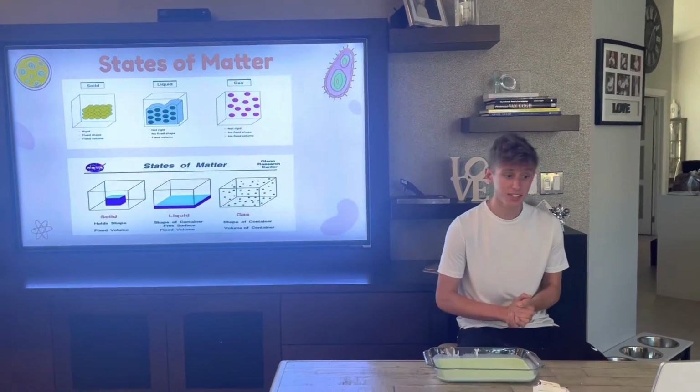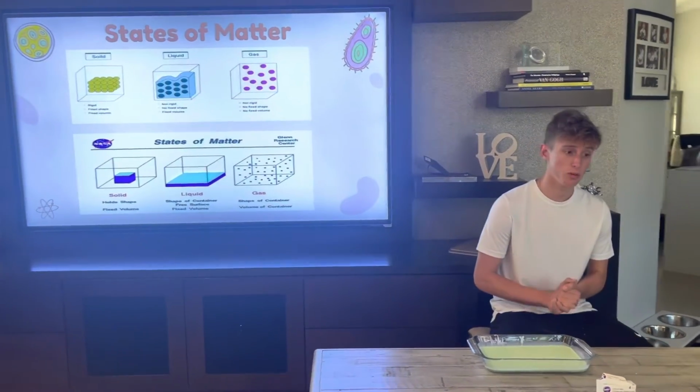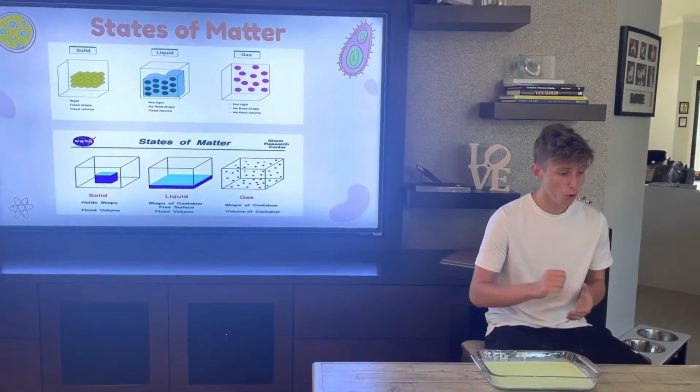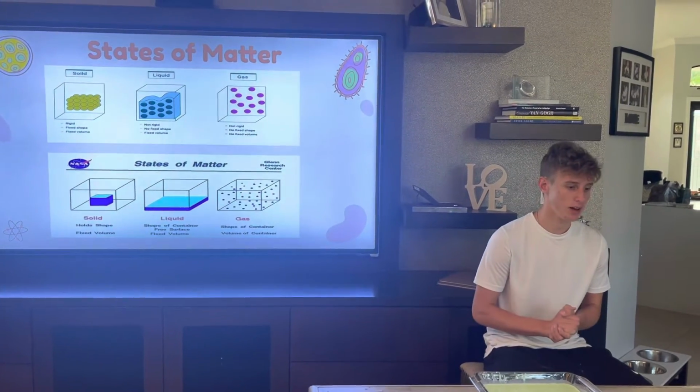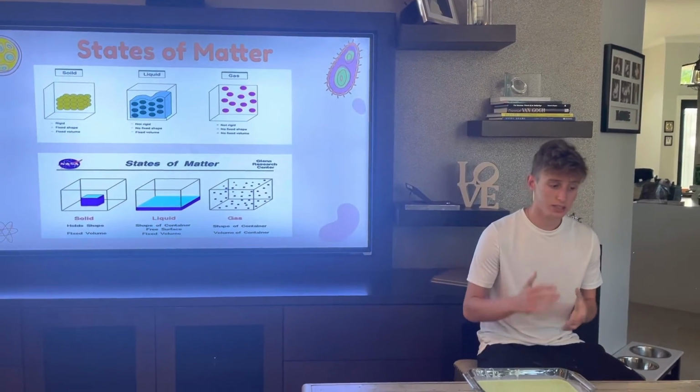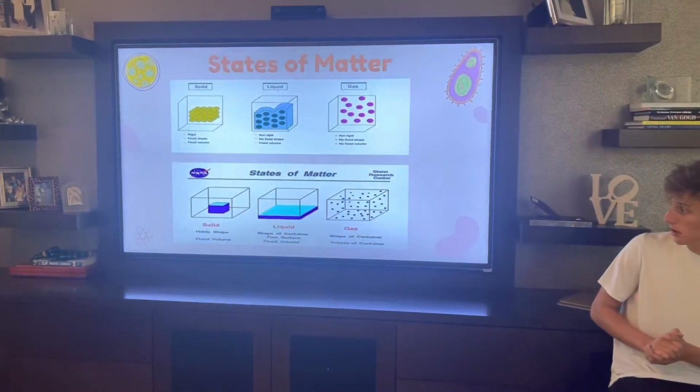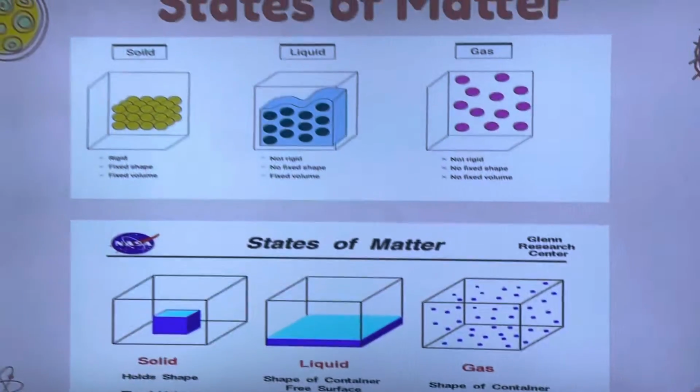Okay, so that's really cool. But what can we learn from Oobleck? In school, we probably learned about the 3 states of matter. But there's a 4th one too. But we'll get to that in another video. These states of matter are solids, liquids, and gases. And as you guys can see on the screen, there are many different descriptions of solids, liquids, and gases with their fixed properties.